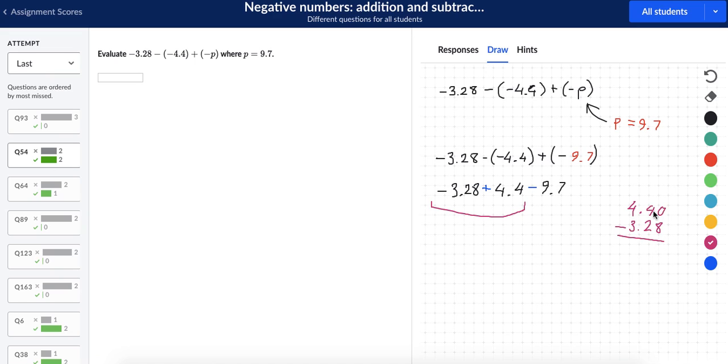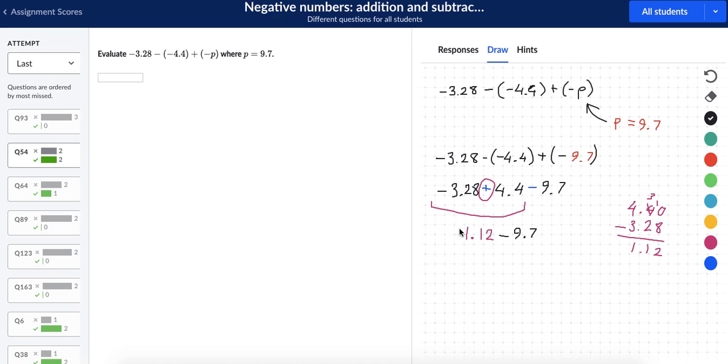Okay, so it's 4.40 minus 3.28. We're going to borrow right here, and that gives us 1.12. We know that it's positive because we keep the bigger sign. We keep this bigger sign, and we go from there. So now we have 1.12 minus 9.7.